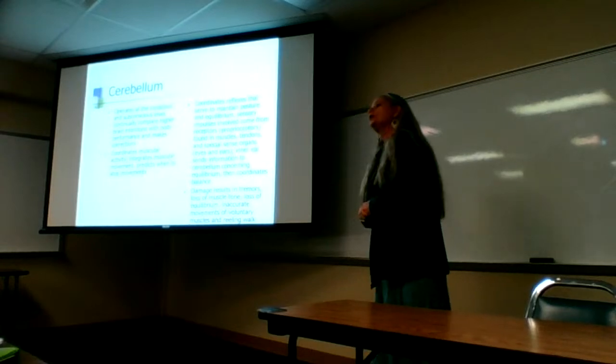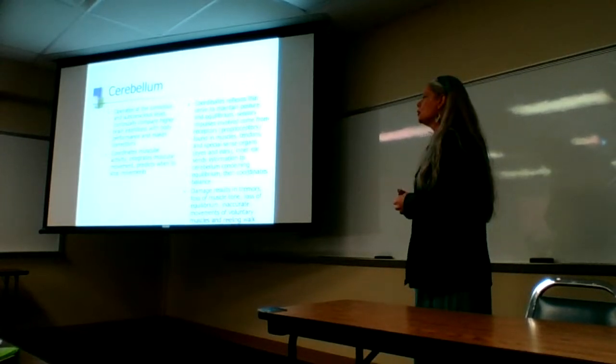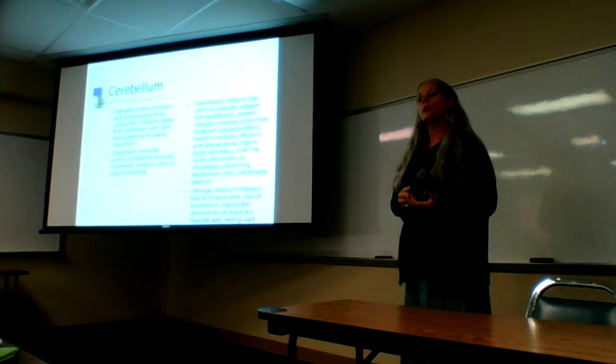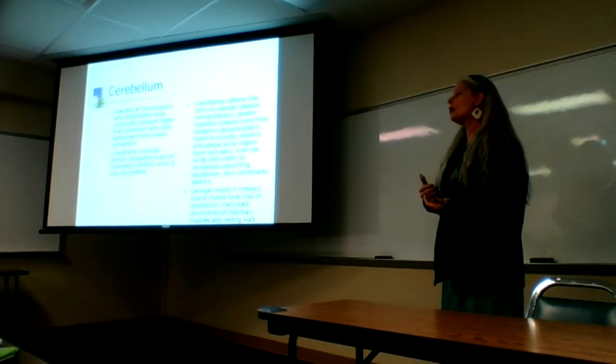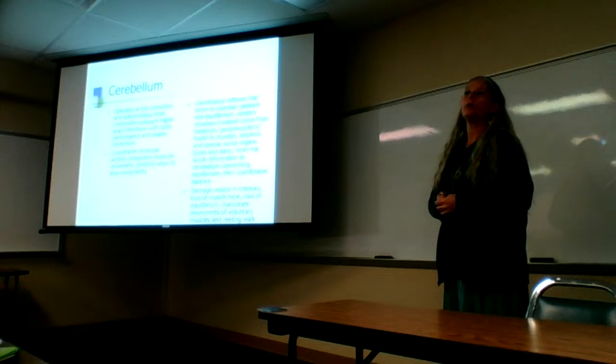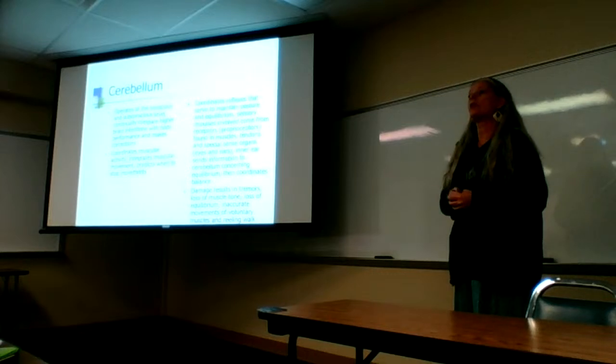Now, if we have damage to the cerebellum, we're not going to be able to control our body like we're supposed to. So we'll end up with some tremors. You can end up with loss of muscle tone because we don't contract enough. You can end up with inaccurate movements of those voluntary muscles. So you go to do one movement and something else happens. And you can also end up with a reeling walk.